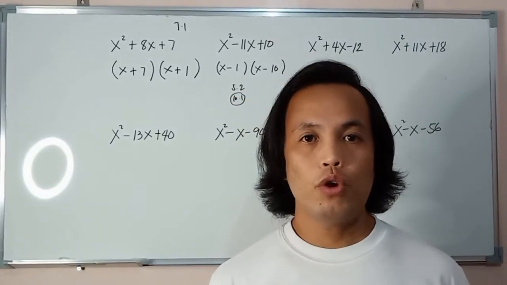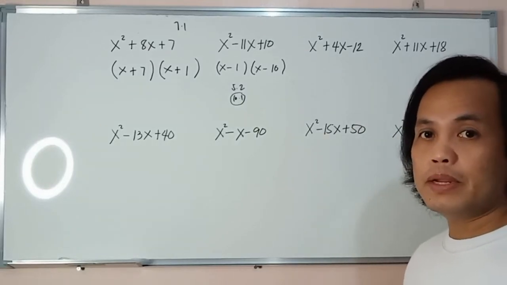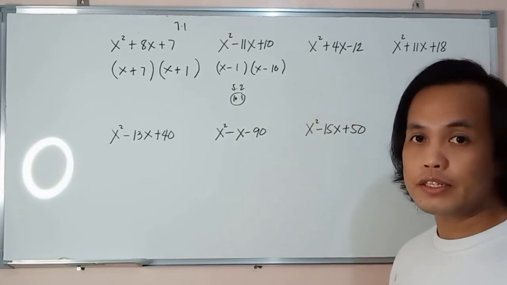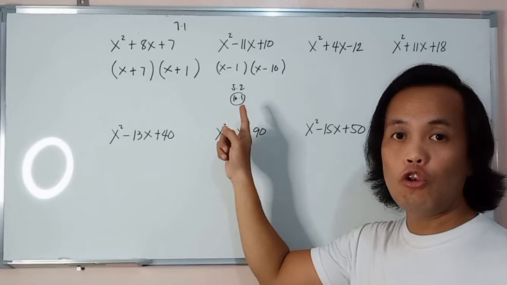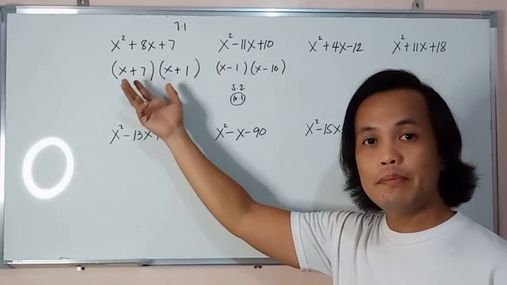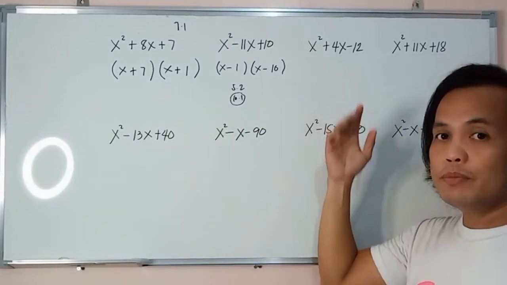Now let's proceed to our next example. We are given x squared plus 4x minus 12. As you can see, our last term is negative 12, unlike the first two examples, which had positive 7 and positive 10, where we simply copied the sign of our middle term. Here, our last term is negative.